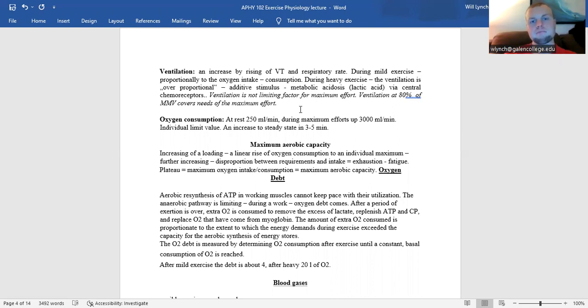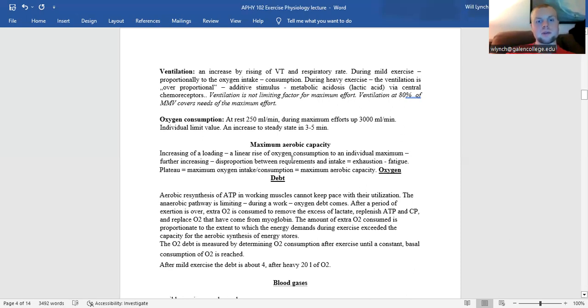Potentially, we could be responding to metabolic acidosis, which is going to be an increase in lactic acid in the bloodstream, and this is going to be sensed by central chemoreceptors. Ventilation, interestingly, is not the maximal effort regulator, so it's not a limiting factor for reaching maximal effort. Ventilation at about 80% of the maximal value is going to cover the need of maximum effort. So really ventilatory oxygen consumption in a normal non-diseased person should be adequate to reach maximal effort and efficiency.